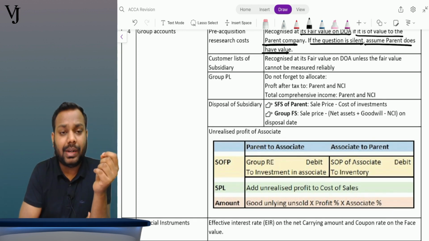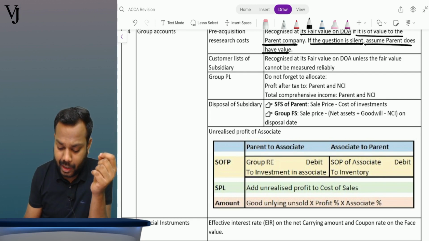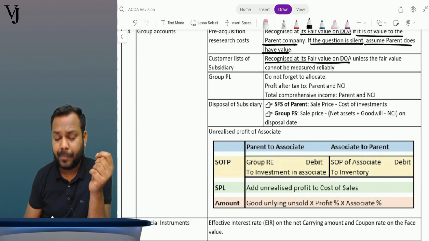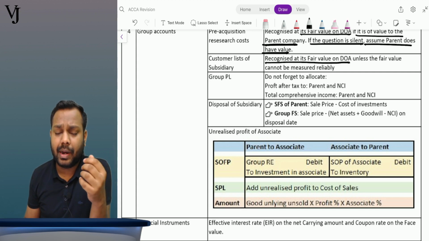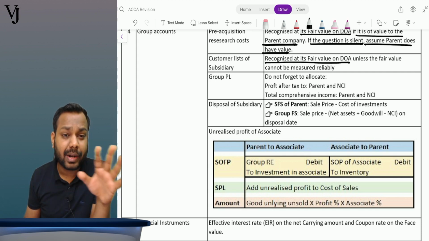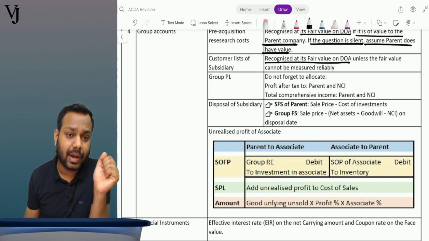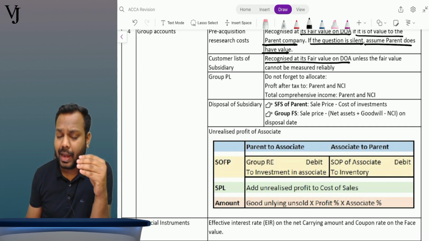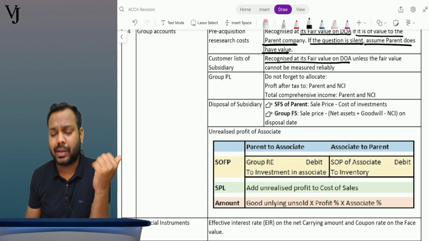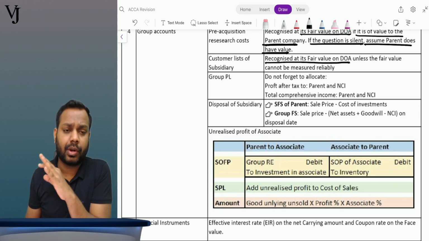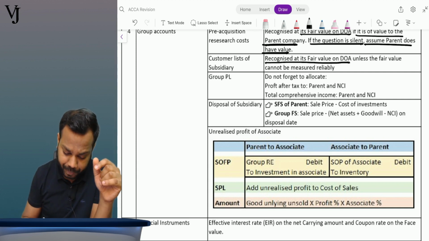Now, customer lists of a subsidiary company, we will recognize at fair value on the date of acquisition. But if the question says that we cannot reliably calculate fair value, then do not recognize the customer list. Because if you are unable to calculate fair value itself, at what value will you recognize the customer list? So if you can calculate the fair value, yes, recognize the customer list. If you are unable to calculate fair value, do not recognize the customer list.